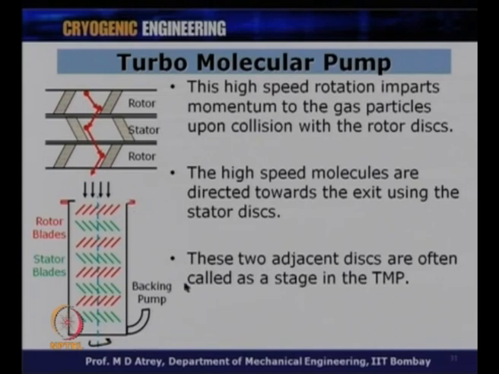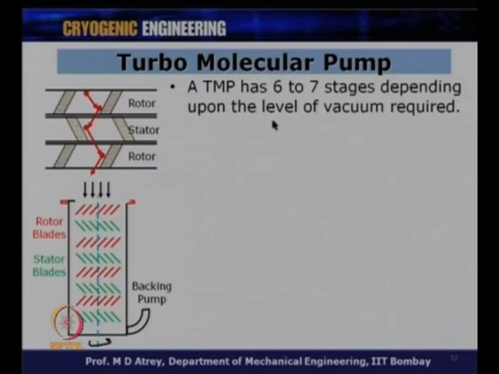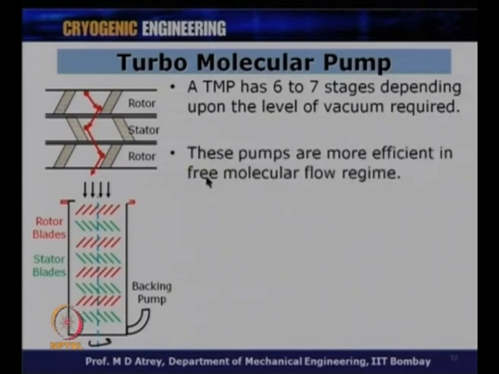The fabrication requires a lot of skills, because of which you can understand the cost of the TMP also is exorbitantly high as compared to the diffusion pump. A TMP has 6 to 7 stages depending upon the level of vacuum required. These pumps are more efficient in the free molecular flow regime.